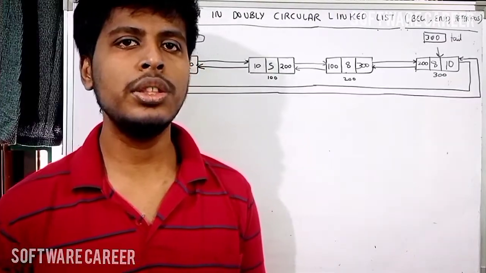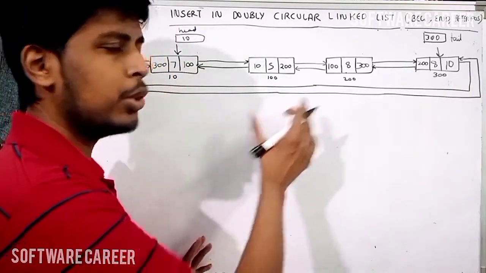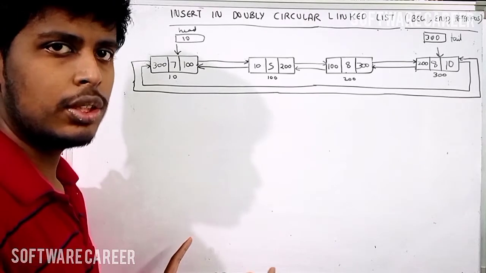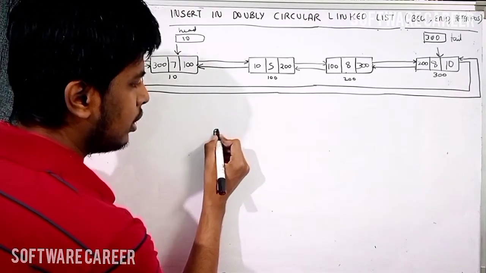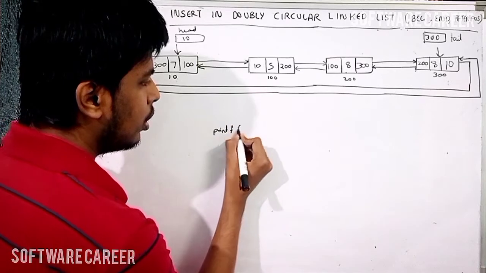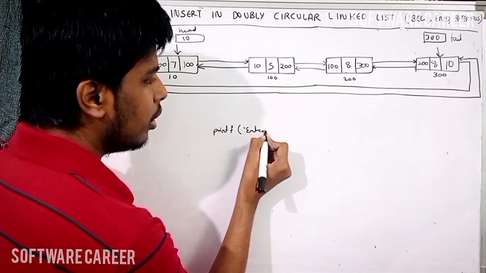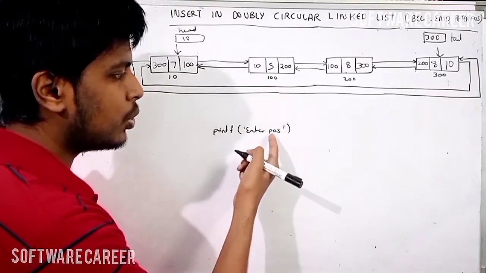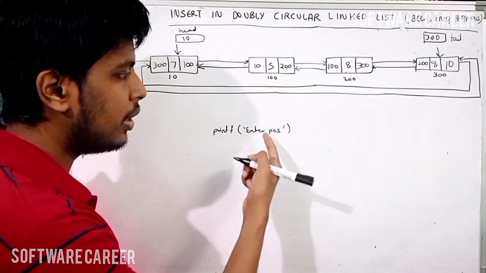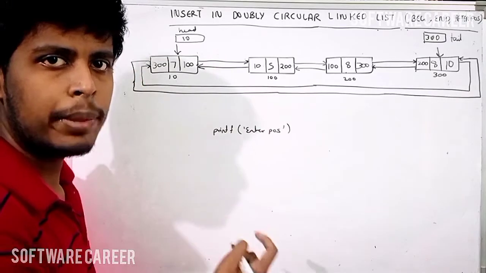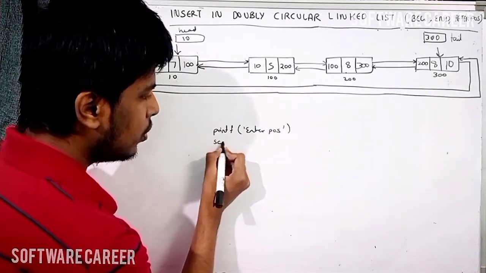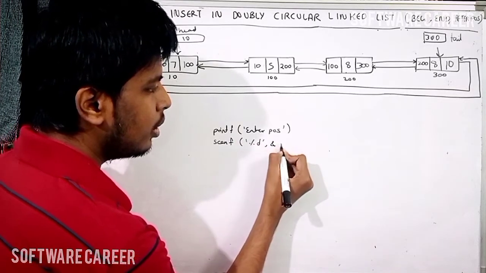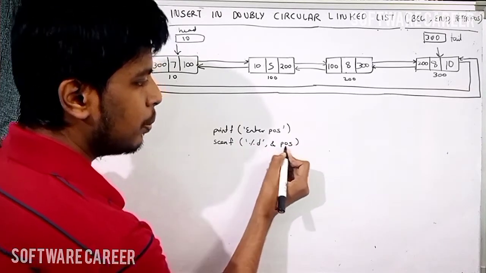Now I'll teach you how to insert a new node after a given position. Now see, you want to ask the user after which position you want to insert a new node. So I'm writing this statement: printf enter position. Now if the user enters that position value, that value should be stored in position. How can I read it? By using scanf function. So I'm writing scanf %d comma and position. Now the value is stored in position.